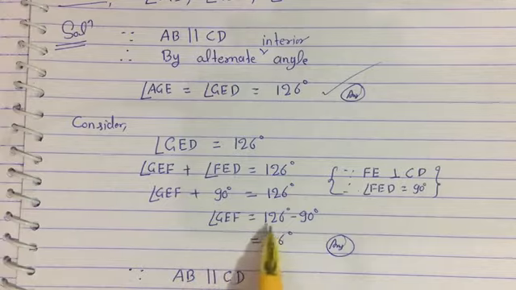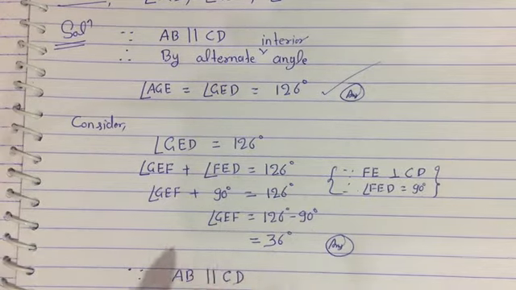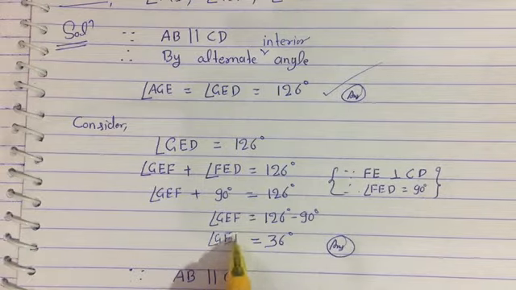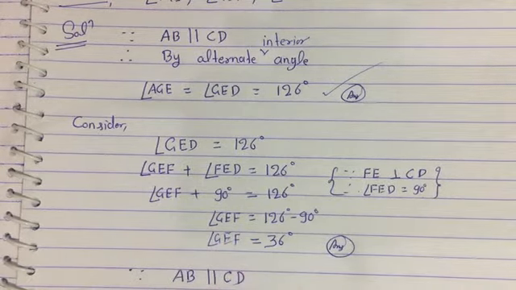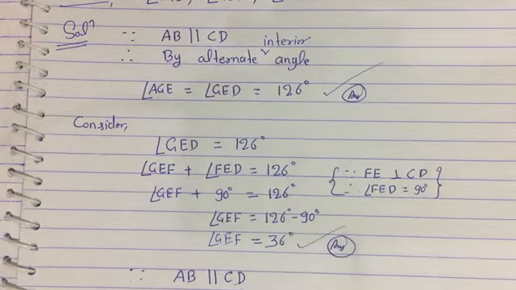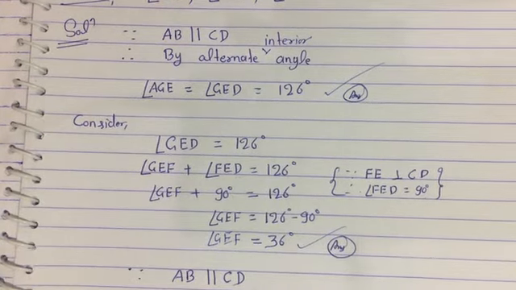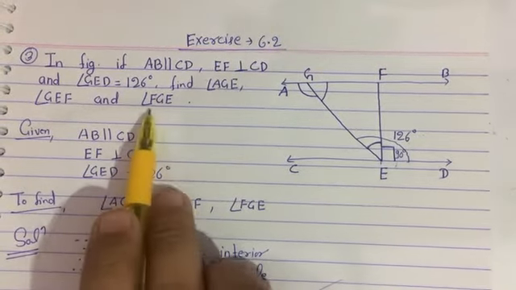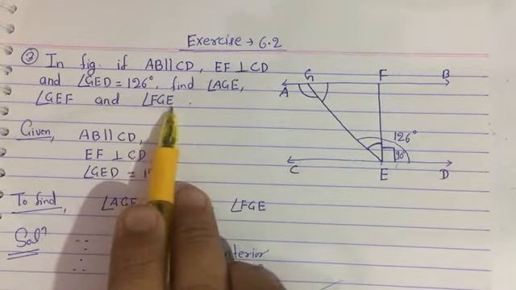It means subtract it, angle GEF is equal to 30 degrees. This is our second answer. Now we are going for the third one. Third is what? Angle FGE.